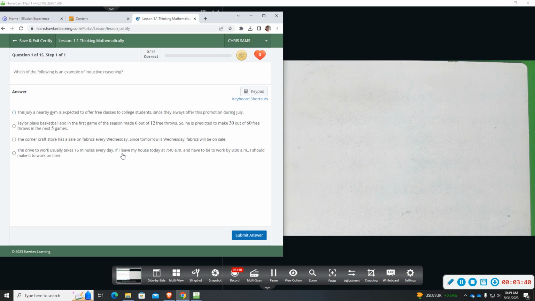The drive to work takes 15. It's almost the same as the previous one. So, and again, maybe it's the order. I think, again, this is correct. I can't go back to the previous one. I wish I could to see why that one was not correct. But I'm still going to go with that same option. This one is still, the corner store will have one every Wednesday, but that's not going to be true. So it'll still be one of those two, but I'm still going to pick this one again.